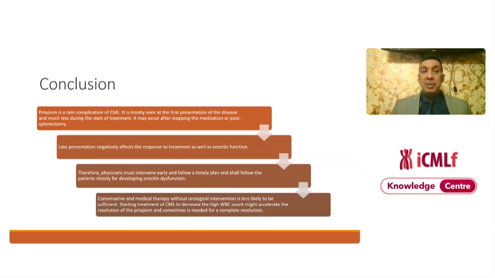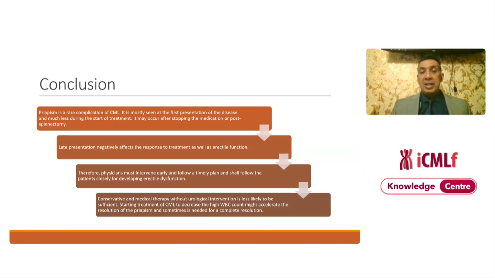In conclusion, priapism is a rare complication of chronic myeloid leukemia. It is mostly seen at the first presentation of the disease and much less during the start of the treatment. It may occur after stopping the medications or post-splenectomy. Late presentation negatively affects the response to the treatment as well as erectile function. Therefore, physicians must intervene early, follow a timely plan, and follow the patients closely for developing erectile dysfunction.